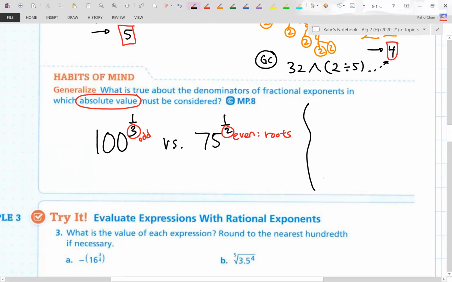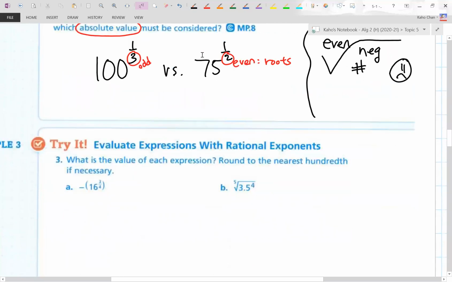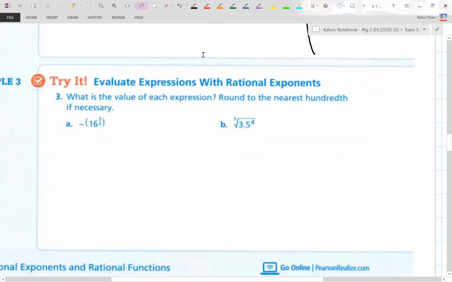Here's the thing. You cannot take the even root of a negative number. The even root of a negative number is not allowed. You can take an odd root of negative numbers, but not an even one. That's what they want us to understand. That leads us to example 3. Ready? Woo! All right, here we go. What is the value of each expression?